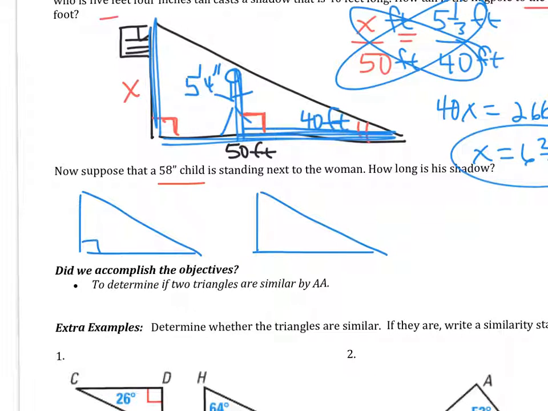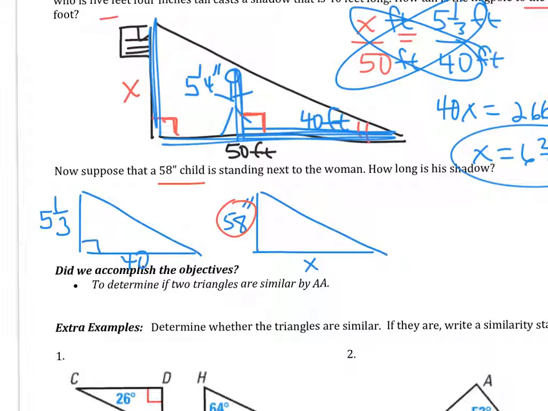So we've got the child here who is 58 inches, and we have to find his shadow. Now, on the other triangle, we can either use the woman and her shadow, or we can use the flagpole and its shadow. What do you want to use? I think the woman. All right, so we said that's 5 1/3 feet, and her shadow was 40. Like we did before, the first thing we should do is change the 58 inches to feet. What's 58 inches in feet?